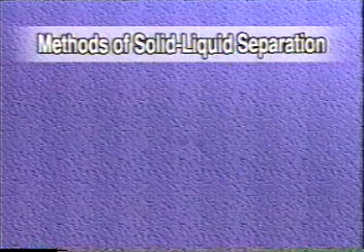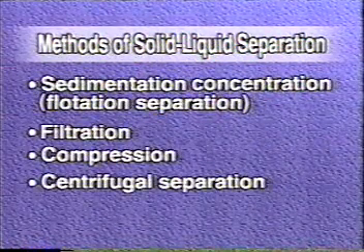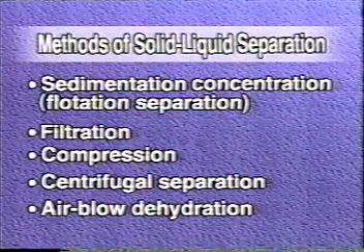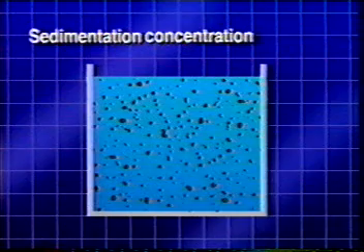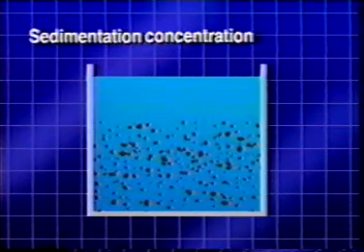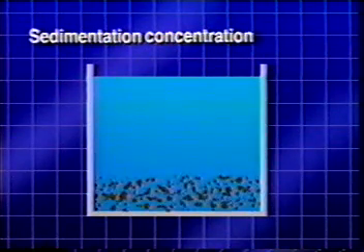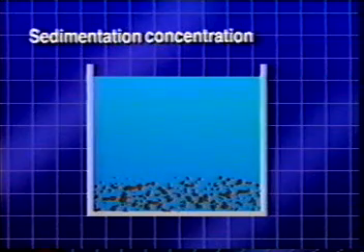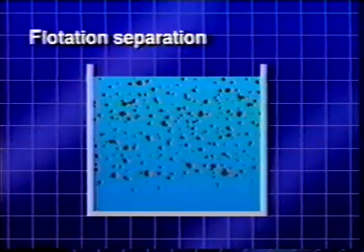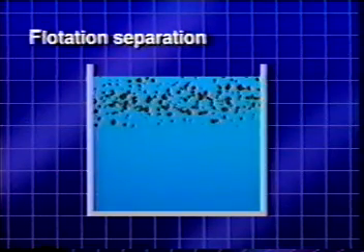Slurry separation is generally carried out by sedimentation concentration, filtration, compression, centrifugal separation, or air-blow dehydration. Solids and liquids have different specific gravities. If slurry is left undisturbed, solid particles with a higher specific gravity will settle at the bottom of the liquid. This is called sedimentation concentration. Conversely, if the solid particles have a lower specific gravity, they will float to the top. This is called flotation separation.